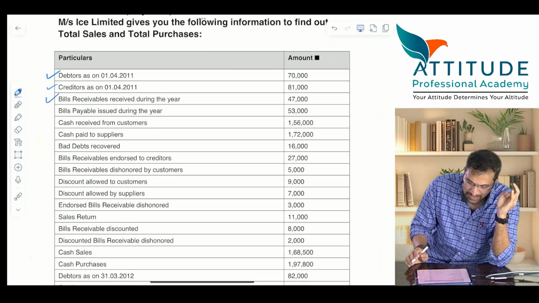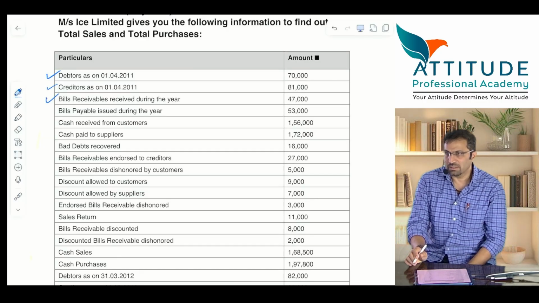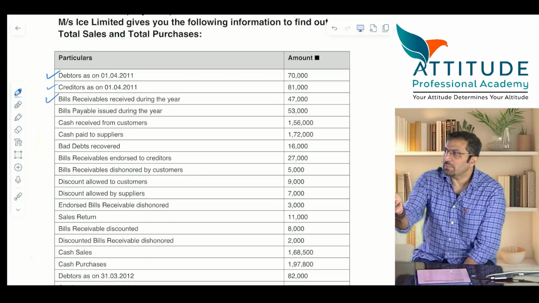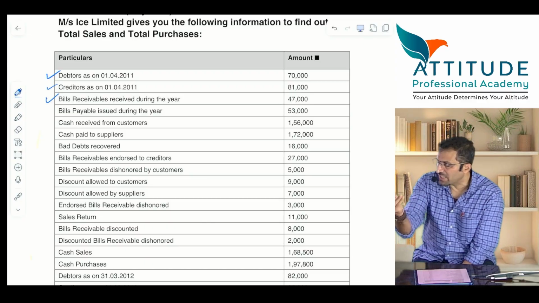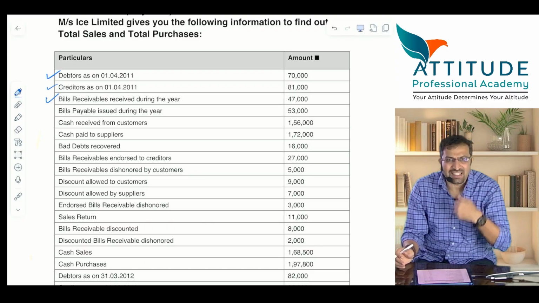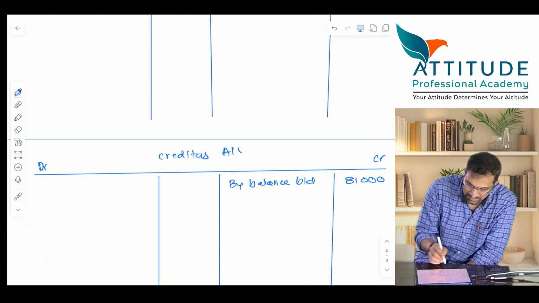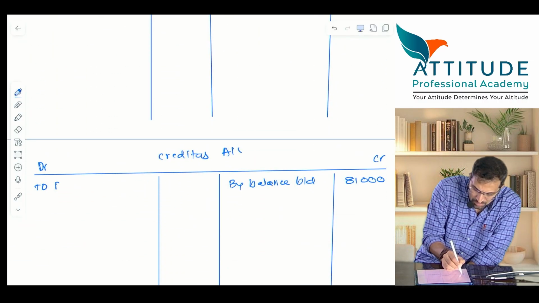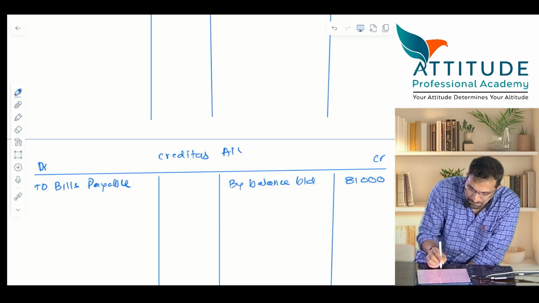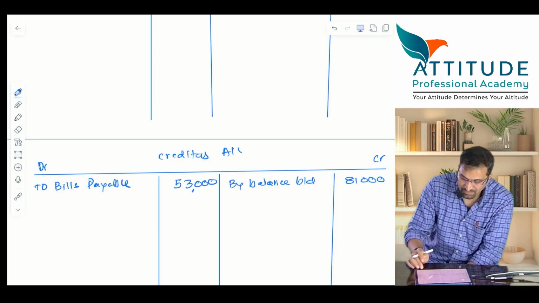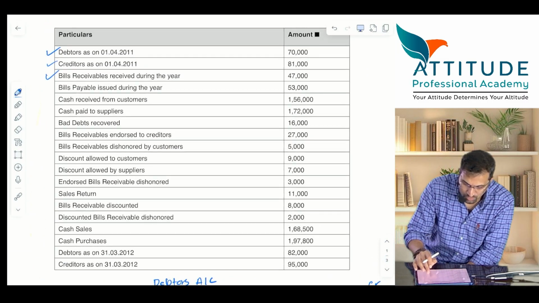Fourth item, bills payable issued during the year. Bills payable issued during the year means you have accepted. So for you it is bills payable. One liability reduces, another liability increases. Entry: creditors account debit to bills payable. Correct. Next. Amount? 53,000. Correct. So fourth one is done.